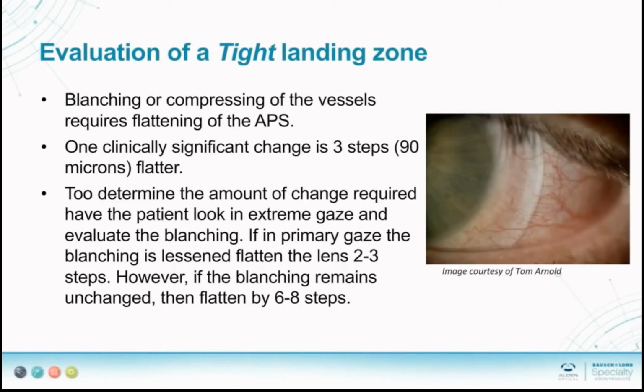A tight landing zone of a scleral lens will cause blanching or compression of the conjunctival vessels. Zen Lens step changes are quite small, so 3 steps, or a total of 90 microns, represents a clinically significant change. If a lens is tight, you will see blanching in extreme gaze. If the blanching goes away in primary gaze, only flatten or loosen the lens 2 to 3 steps, or 60 to 90 microns. However, if the blanching is still present in primary gaze, then flatten the landing zone by more steps.